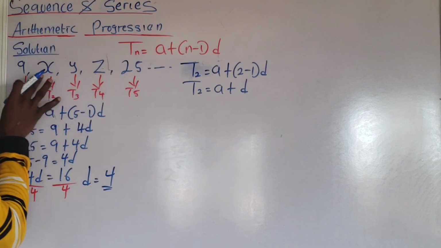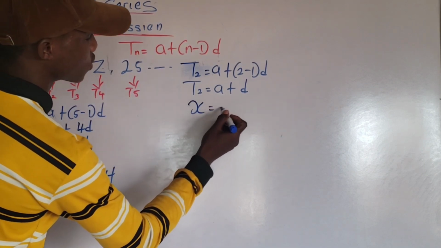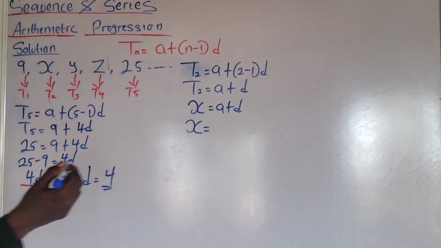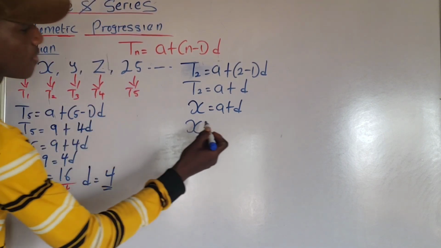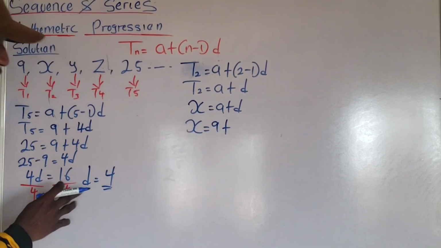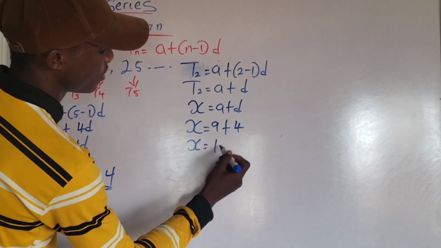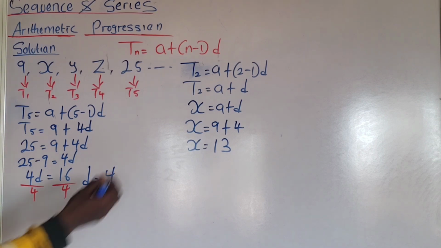Now, since T2 is equal to X, X is equal to A plus D. A is 9, so I'm going to have 9 plus D. D is 4, so 9 plus 4. X is equal to 13. That is the value of X.